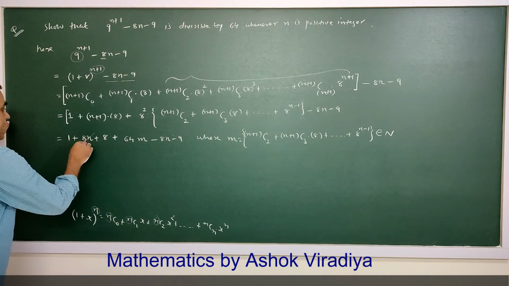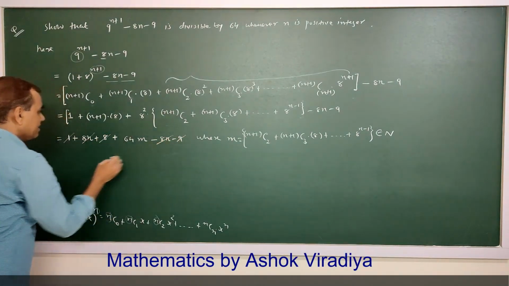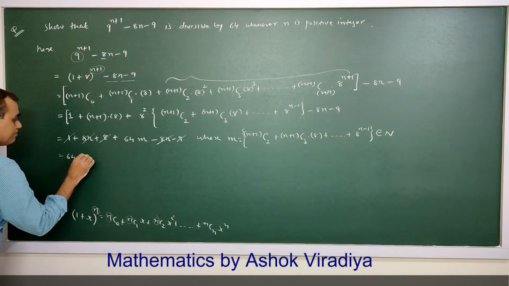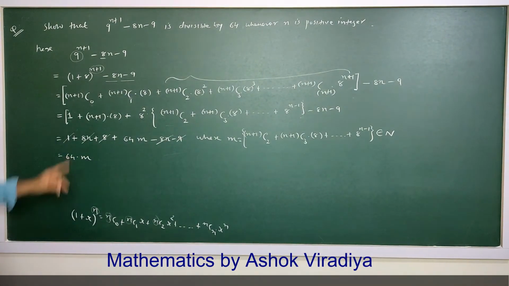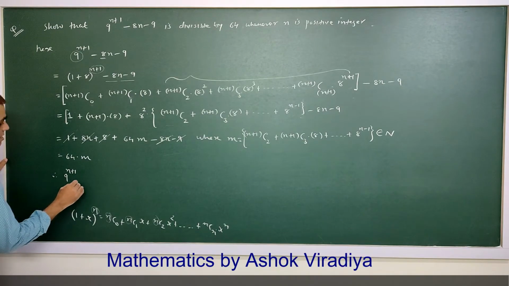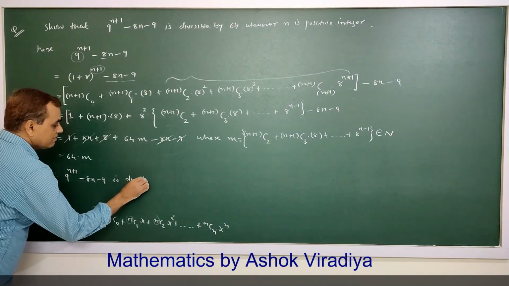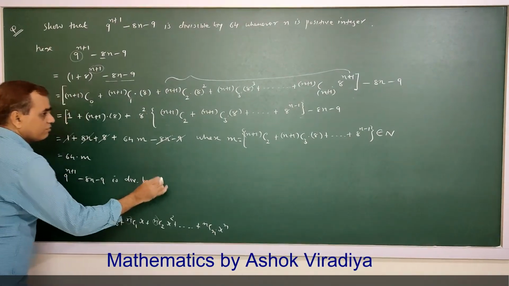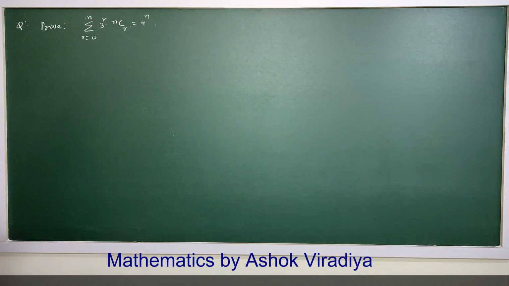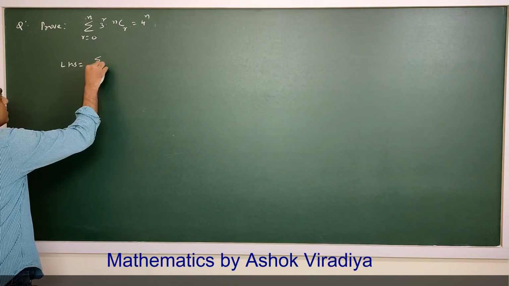So you can see that this 8n and 8n is cancelled. 1 plus 8, 9 is cancelled with 9. So this is 64m. So this number is divisible by 64. Therefore 9 raised to n plus 1 minus 8n minus 9 is divisible by 64. It is proved. To prove this is equal to 4 raised to n, so beginning from the left hand side, sigma r equal to 0 to n 3 raised to r nCr.